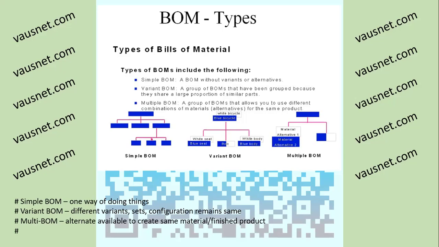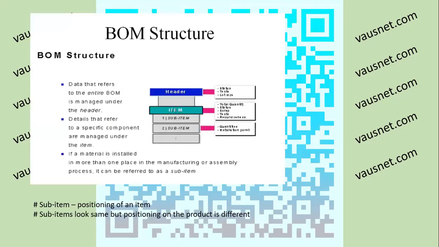So you actually create it as an alternate production version to speed up your production. So that's how you can use multiple BOMs. The structure is pretty simple. It has a header, and then we have sub items for that with the materials. So data that refers to the entire BOM is managed under the header. Details that refer to a specific component are managed under the item.